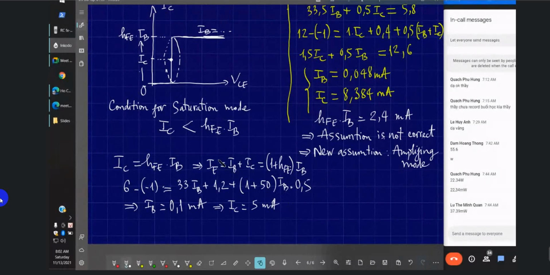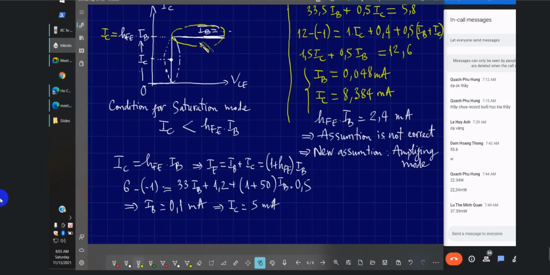All right, and we have to check for the assumption if you like. Of course, in this case we can be sure that the BJT will operate in amplifying mode, but if you would like to check, this is the area for the amplifying mode. So it would have the constant hFE multiplied with IB is IC here.